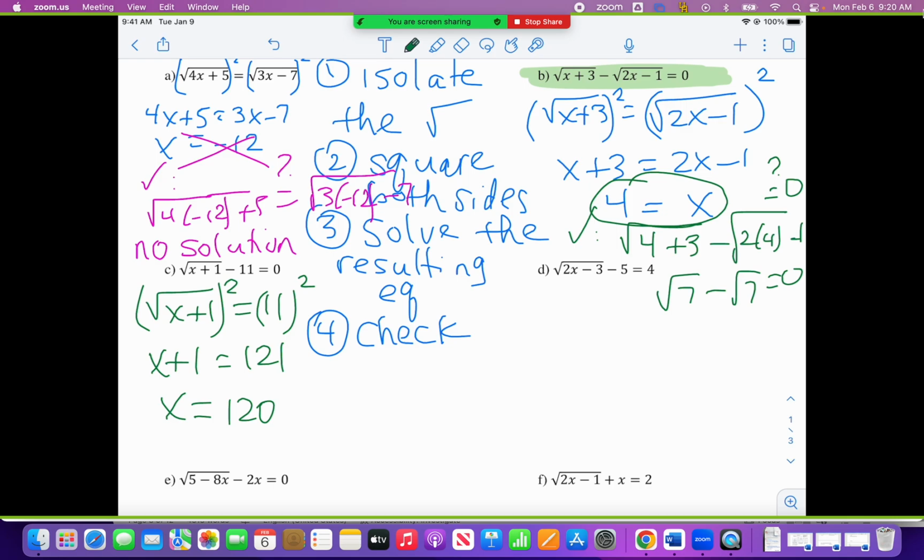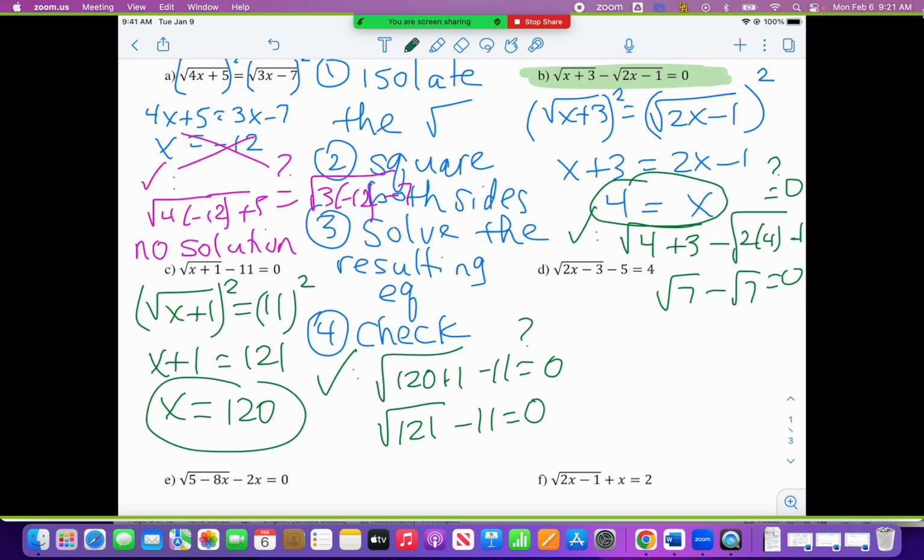Max, what is step 4? Check. So let's go check. I get 120 plus 1 minus 11, and I put a little question mark. Does that equal 0? 121 square root. So the answer is yes, it works.